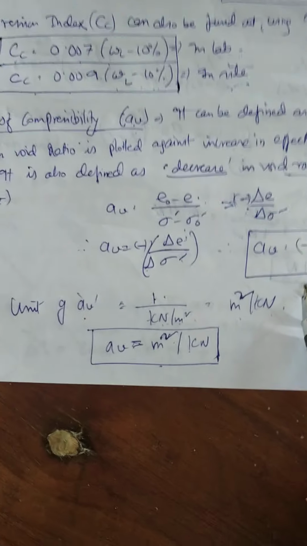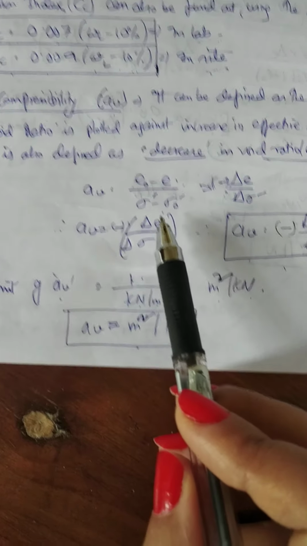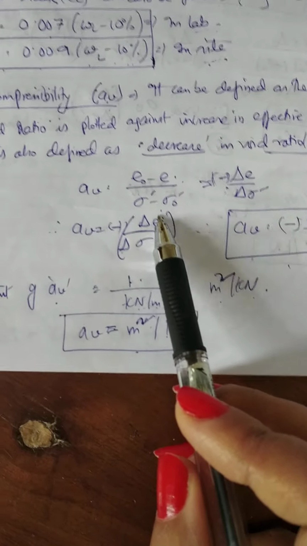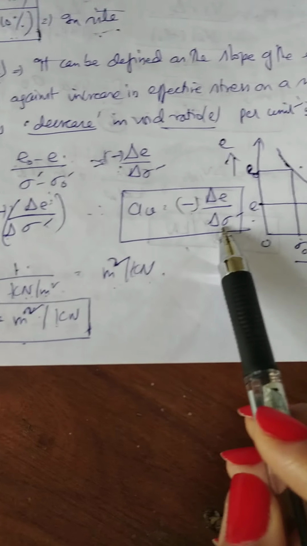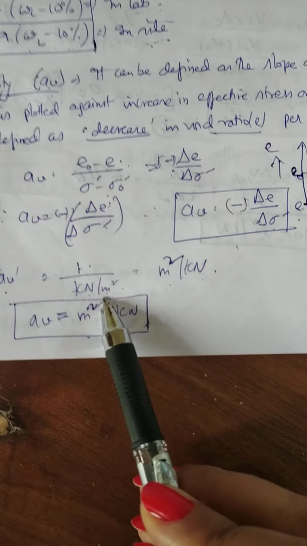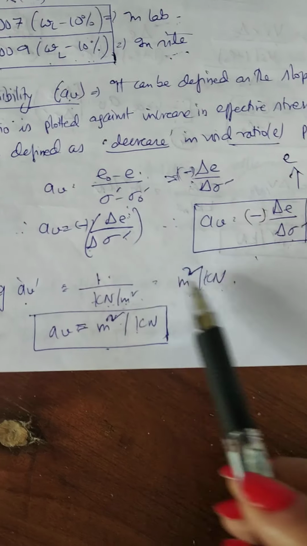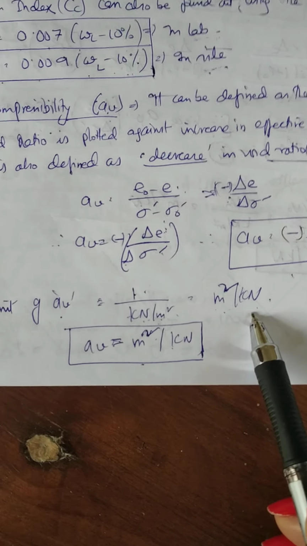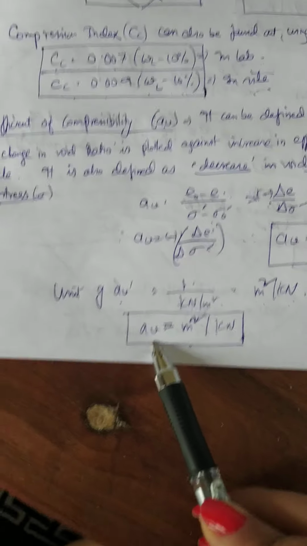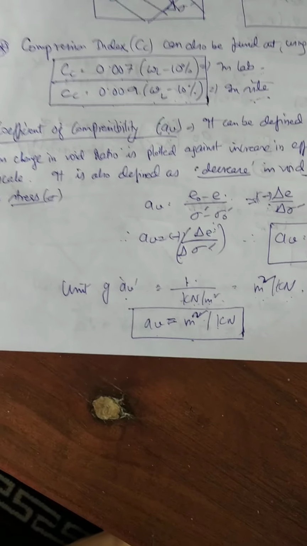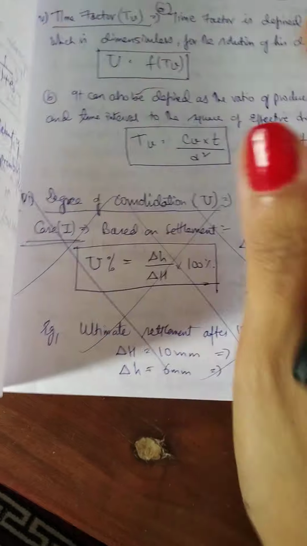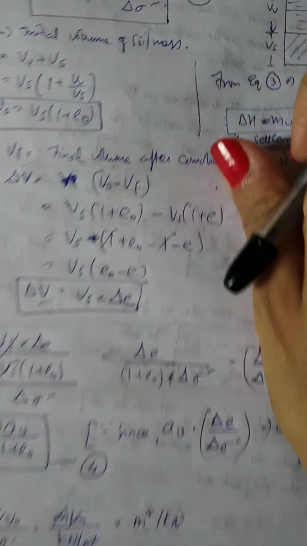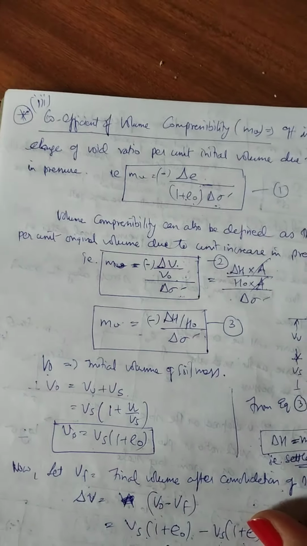And if we talk about the unit, the void ratio is a ratio of Vv upon Vs, so it doesn't have any unit, and the unit of stress is kilonewton per meter square, and when you move it to the numerator, this becomes meter square per kilonewton. So that is the unit of the coefficient of compressibility, av: meter square per kilonewton, right? The next term we are going to define is the coefficient of volume compressibility.